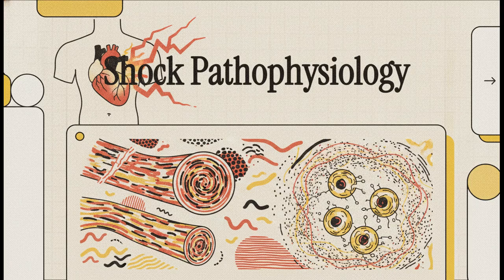Welcome to the Explainer. Today we're taking a macro to micro journey through the pathophysiology of shock and trauma. We're going to literally break down the mechanics of cardiovascular collapse, right down to the microscopic cellular fallout. So let's just jump right in.